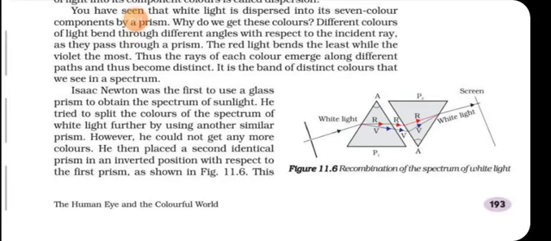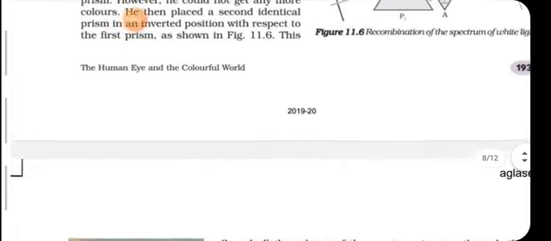Isaac Newton was the first to use a glass prism to obtain the spectrum of sunlight. He tried to split the colors of the spectrum of white light further by using another similar prism, but he could not get any more colors. He then placed a second identical prism in an inverted position with respect to the first prism. Okay, and what did he observe?